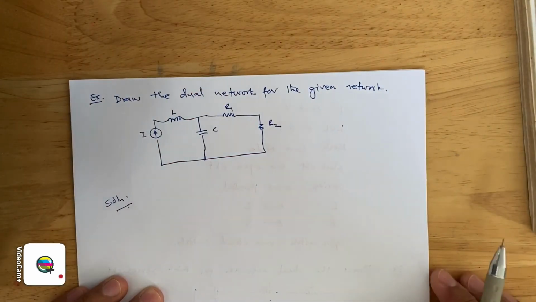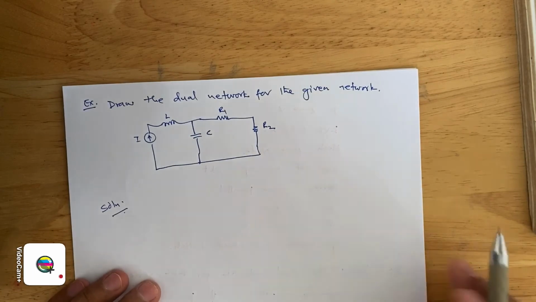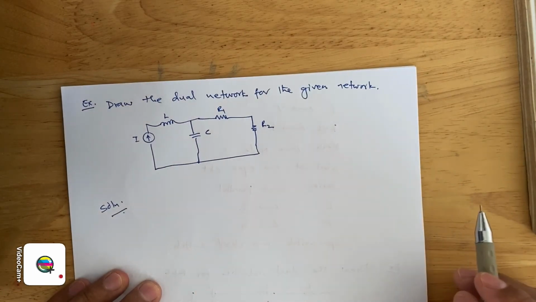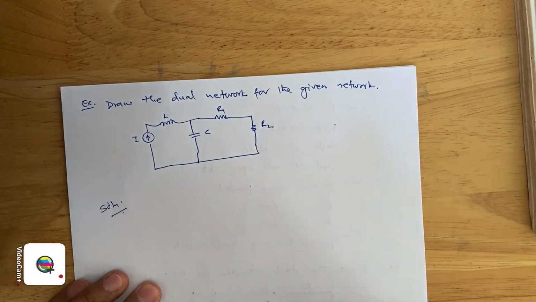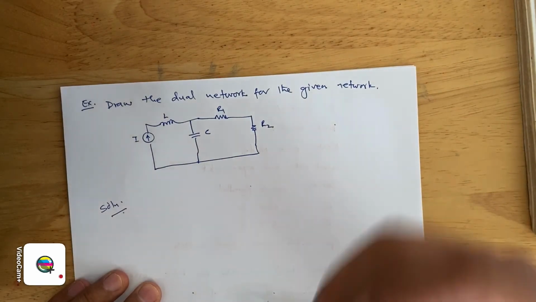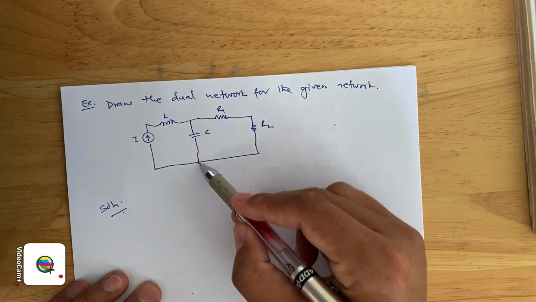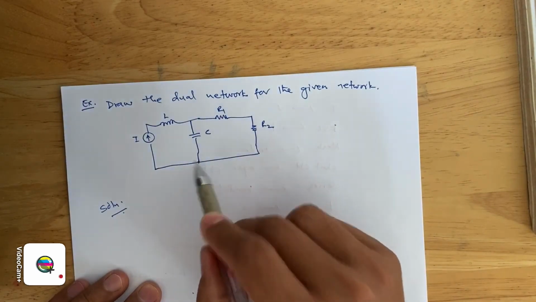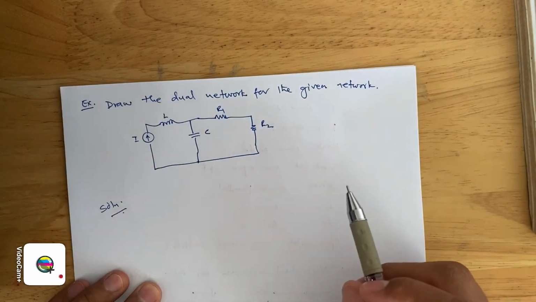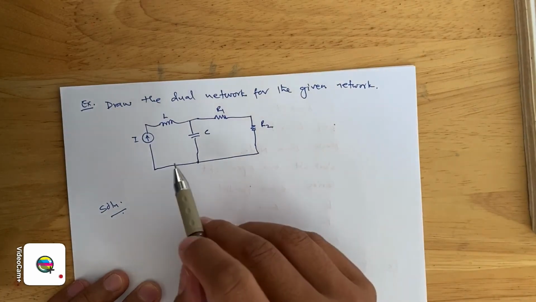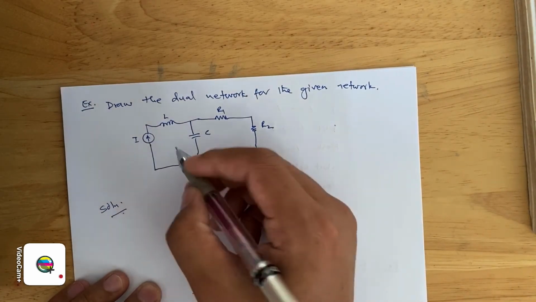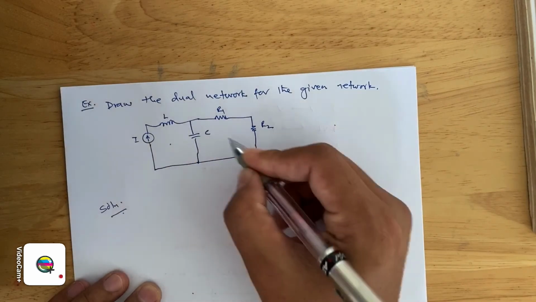Okay, now this is the second example that we're going to solve. Draw the dual network for the given network. Now this is the given network. Okay, I'm going to directly solve in the question network itself here. Our first step is we have to identify the loops, right? In this case we have two loops. Let's say loop number 1 and loop number 2.